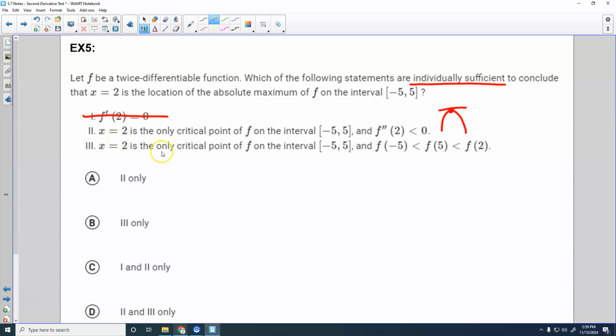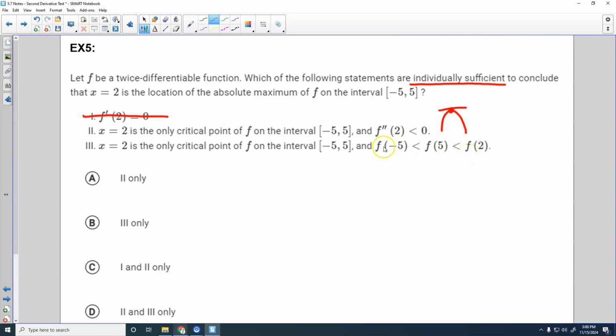2 is definitely enough, but 2 and 3 is an option, so we need to check 3 as well. So again, we've got only one critical point, and it tells us f of negative 5 is less than f of 5, which is less than f of 2. Is that enough? It does not tell us anything about the second derivative, but does it have to? It says it's the only critical point, and the endpoints are also in there. Right. It's the biggest.